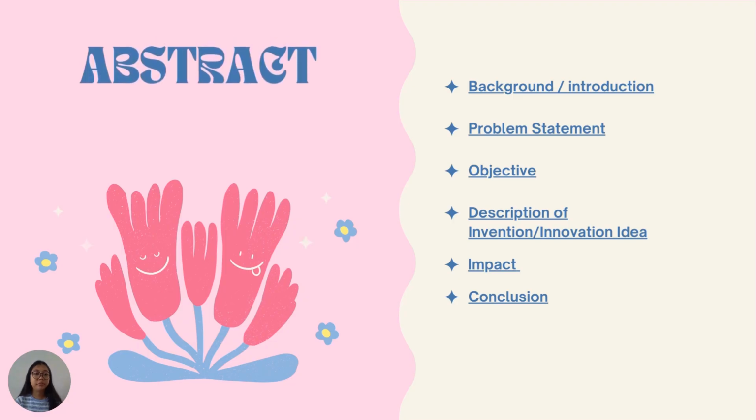For the next slide, these are the content or abstract that I am going to talk about in this whole presentation. So the first one is background or introduction. Second, problem statement. Third, objective. Fourth, description of invention or innovation idea. The fifth, impact. And the last one is the conclusion.